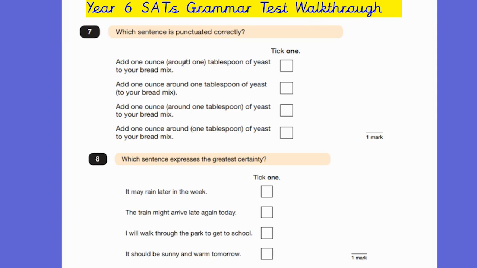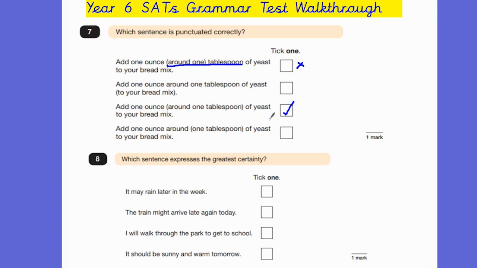Add 1 ounce (around one tablespoon) of yeast to your bread mix. Well, if I'm looking at that sentence, I know that around 1 tablespoon is the additional information. So I'm looking for the sentence that has brackets around that. So that's going to be the third one.